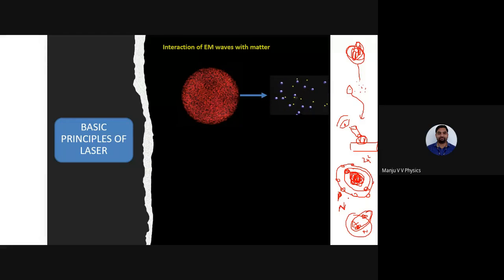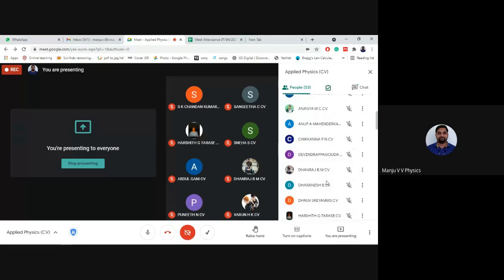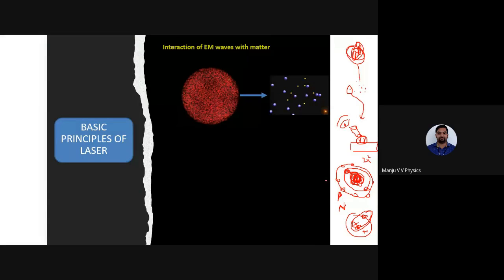Can anybody tell me? I think in 2012, two physicists got the Nobel Prize for this discovery. If you know the answer, you can tell me, or else it's okay. Dhanraj? Sir, three quarks. Very good. If you know the answer, tell me directly. There will be 3 quarks inside the proton and 3 quarks inside the neutron.